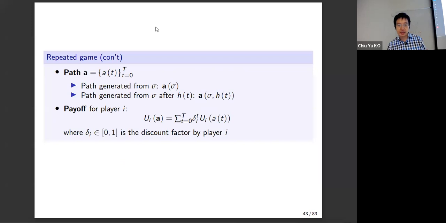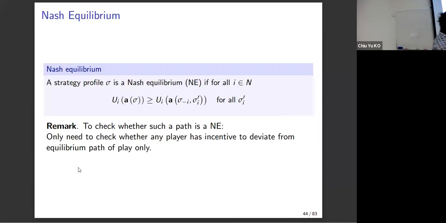And some ideas called the path. The path is based on the action, what kind of thing you generate, okay? And the payoff, of course, depends on the path, okay? And you discount it, okay? So I guess we go to the definition, okay?